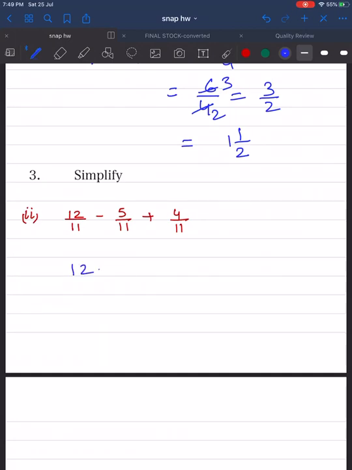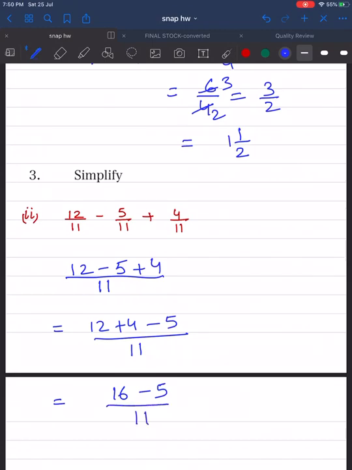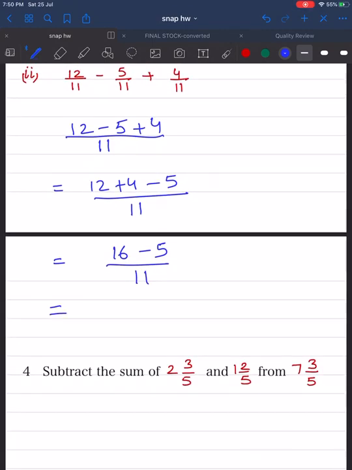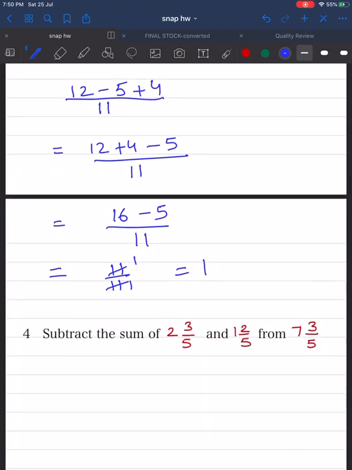Now let's do third question, simplify. So here we write all the numerators together and retain the common denominator 11. So I write here 12 plus 4 minus 5 on 11. So I get here 16 minus 5 on 11. So it gives 11 on 11, which is equal to 1. Now let's move to the next question.